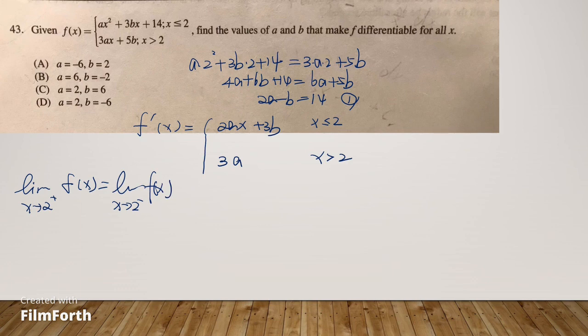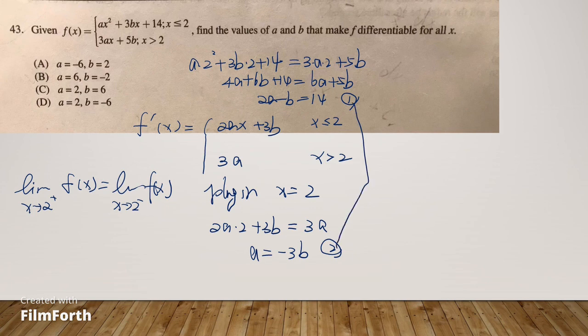so we take the derivative of the function and plug in x equals 2 again. So 2a times 2 plus 3b equals 3a. So it's a equals negative 3b. Okay, now we have another equation. So now we have a system of equations and solve it.